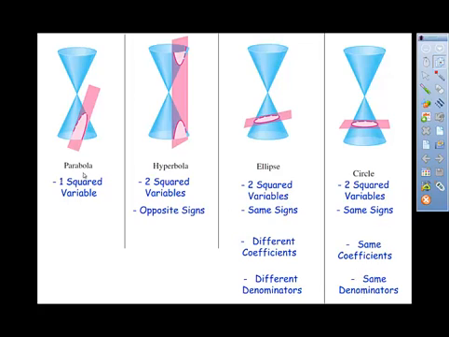So let's go over this. A parabola is going to have one squared variable. A hyperbola is going to have two squared variables, but so are all the other ones. Okay, and the difference between a hyperbola, an ellipse, and a circle is that the hyperbola is going to have opposite signs. An ellipse and a circle will have the same signs, but an ellipse will have different coefficients. And again, a coefficient is going to be the number that's right next to the variable, or a different denominator.